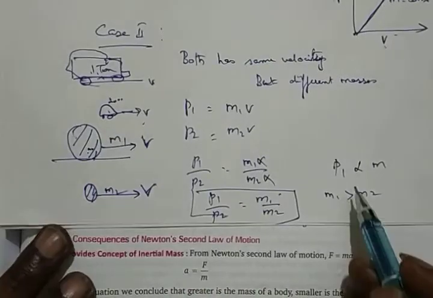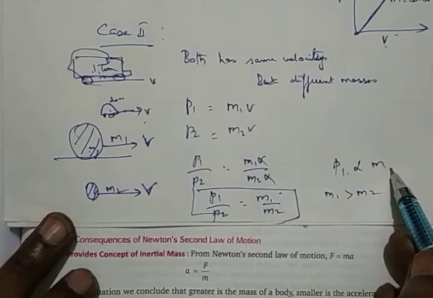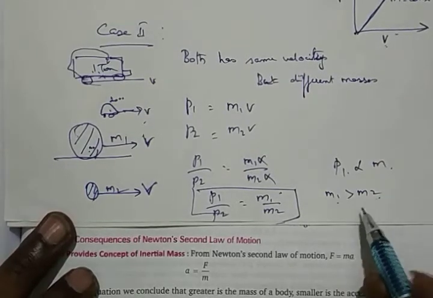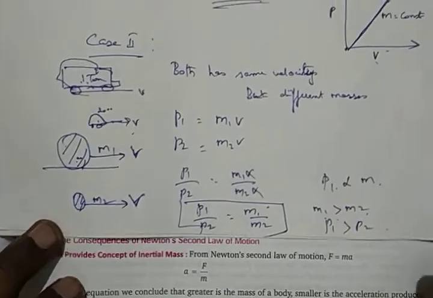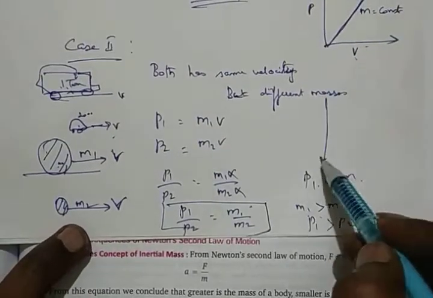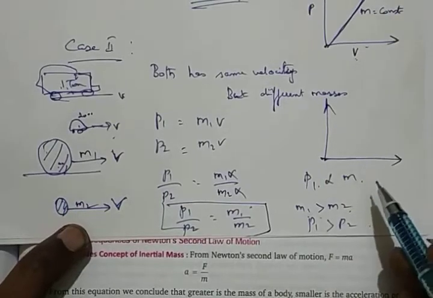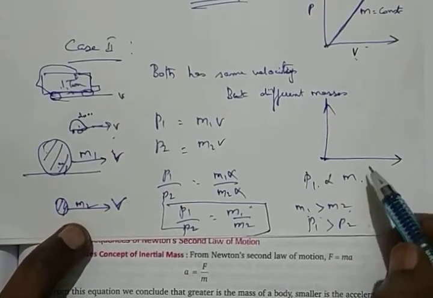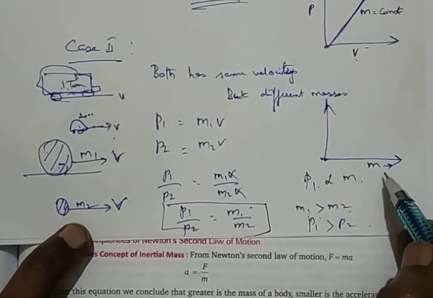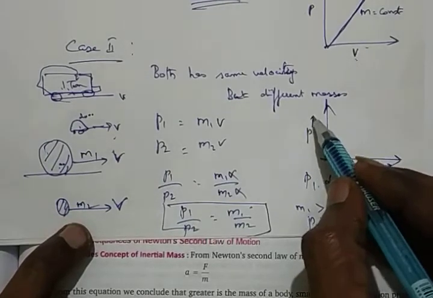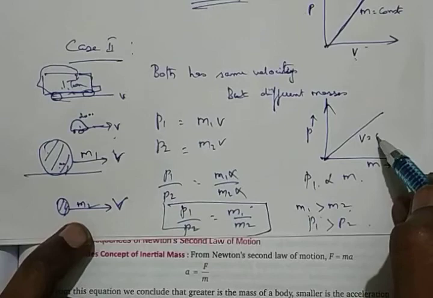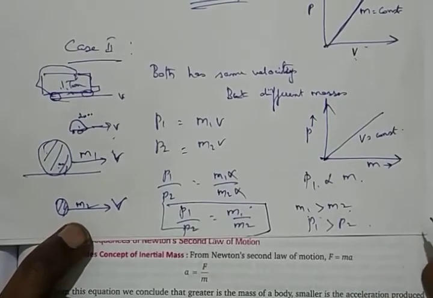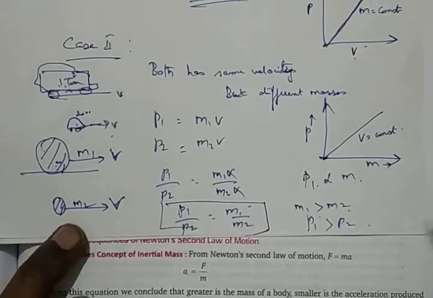So here momentum is directly proportional to mass. So m1 is greater than m2 means p1 also is greater than p2. This also will have a graph. If you draw the graph for this one, you put mass here and momentum here, and you will have a straight line. Velocity is constant. So that is the second case we have seen.